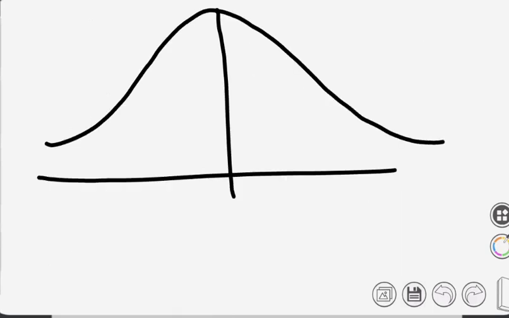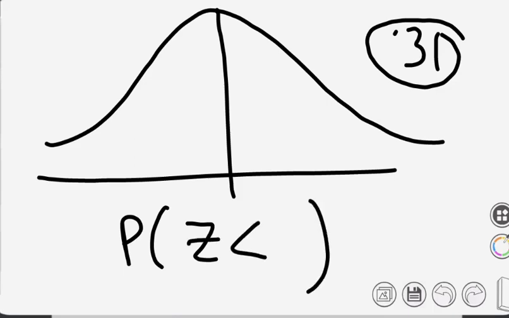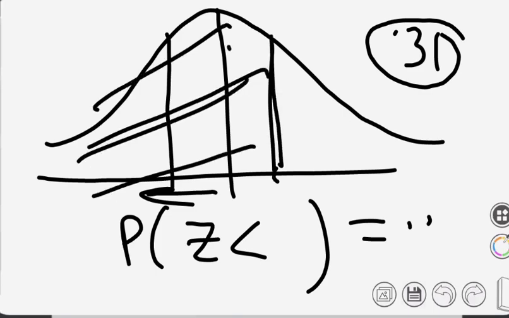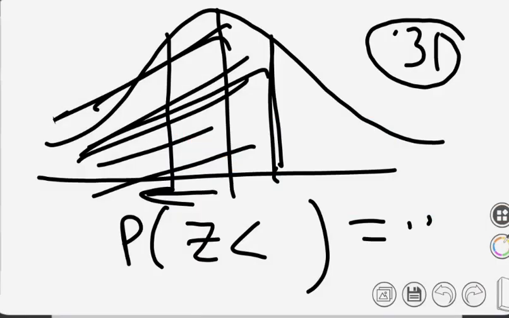One thing to be noted about the probability. What is given? The probability is given as 0.31, which is less than 0.5. And if it is less than 0.5 and we are writing probability Z is less than, the point Z must be somewhere this side, less than 0. It must be a negative value. Otherwise, it can't be 0.31, because less than will represent this whole area, which is more than 0.5. Do you understand what I have said?